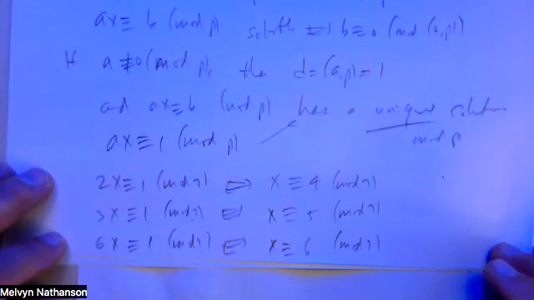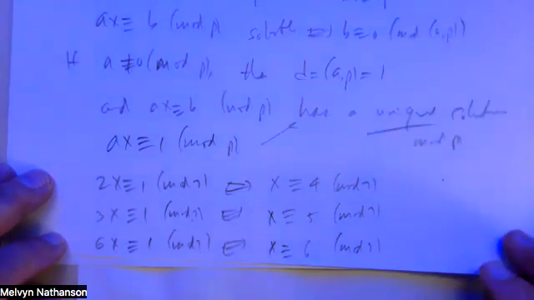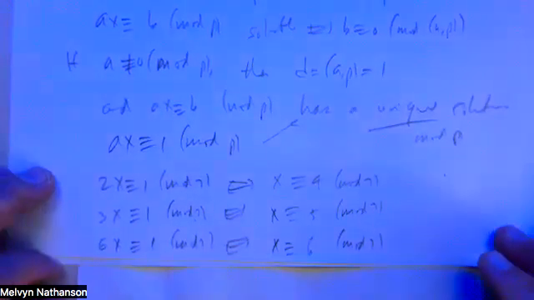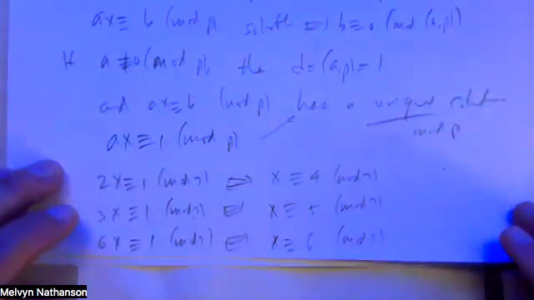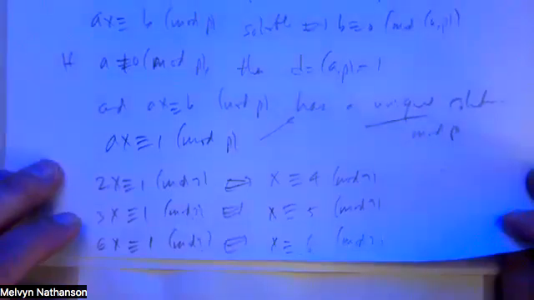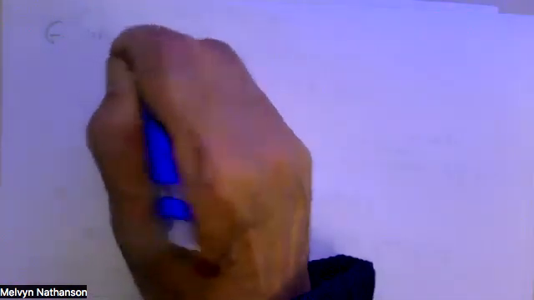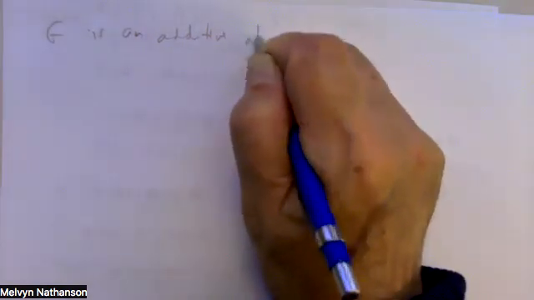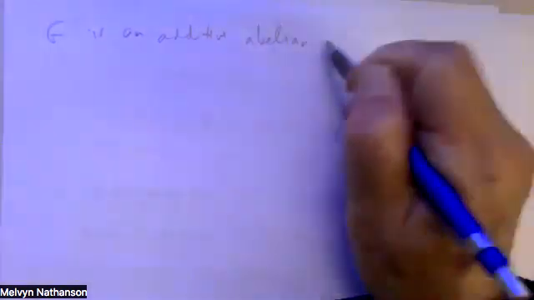Okay. All right. Now, for the integers, the congruence classes modulo a prime are particularly important and nice. So let me just review some definitions. We say that G is an additive abelian group.